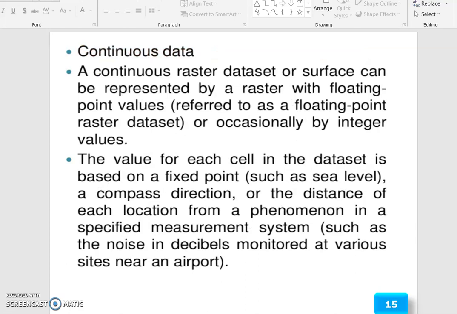The continuous data: a continuous raster dataset or surface can be represented by a raster with floating point values, referred to as a floating point raster dataset, or occasionally by integer values. The value for each cell in the dataset is based on a fixed point such as sea level, a compass direction, or the distance of each location from a phenomenon in a specified measurement system, such as the noise monitored at various sites near an airport.